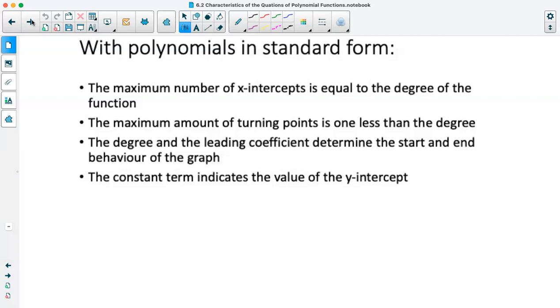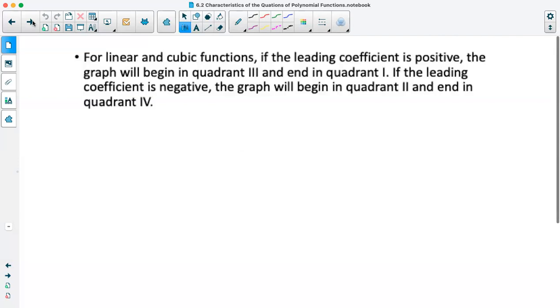Now, our degree and the leading coefficient determine the start and end behavior of our graph. And our constant term indicates the value of our y-intercept. For linear and cubic functions, if the leading coefficient is positive, the graph will begin in quadrant 3 and end in quadrant 1. If the leading coefficient is negative, the graph will begin in quadrant 2 and end in quadrant 4.